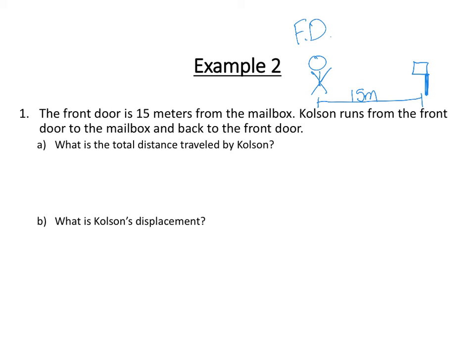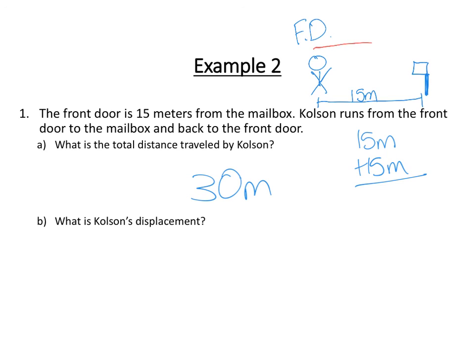We also know that Colson goes from the front door to the mailbox, so that's 15 meters, and then he goes back to the front door. So that means he traveled 30 meters. That's his total distance. Total distance does not have a directionality to it. Now it wants the displacement.